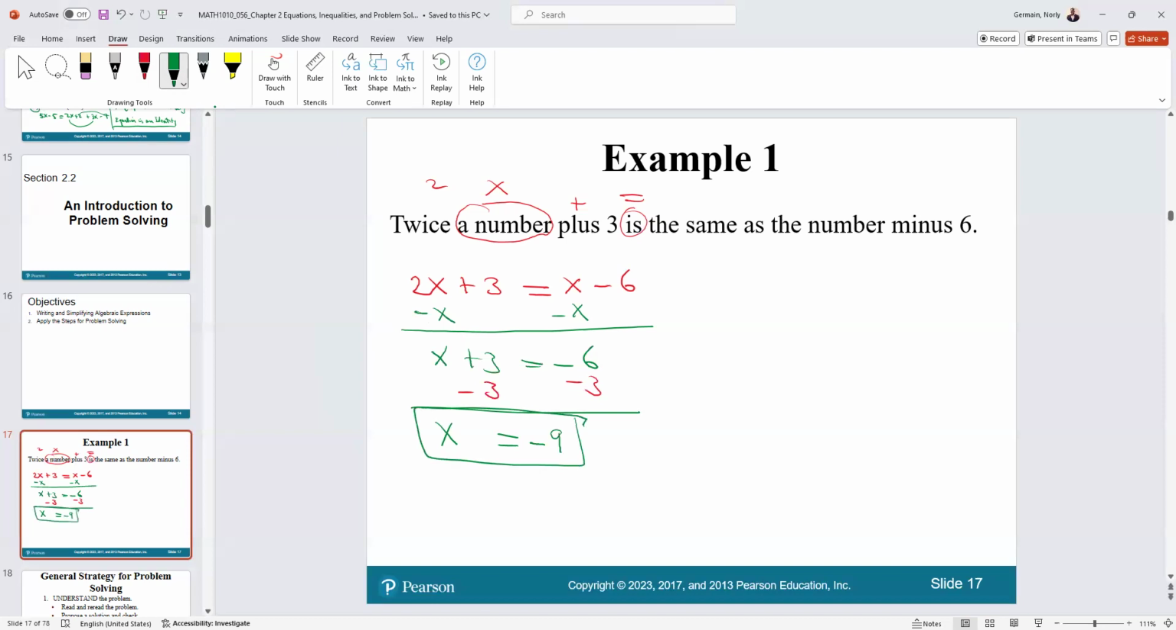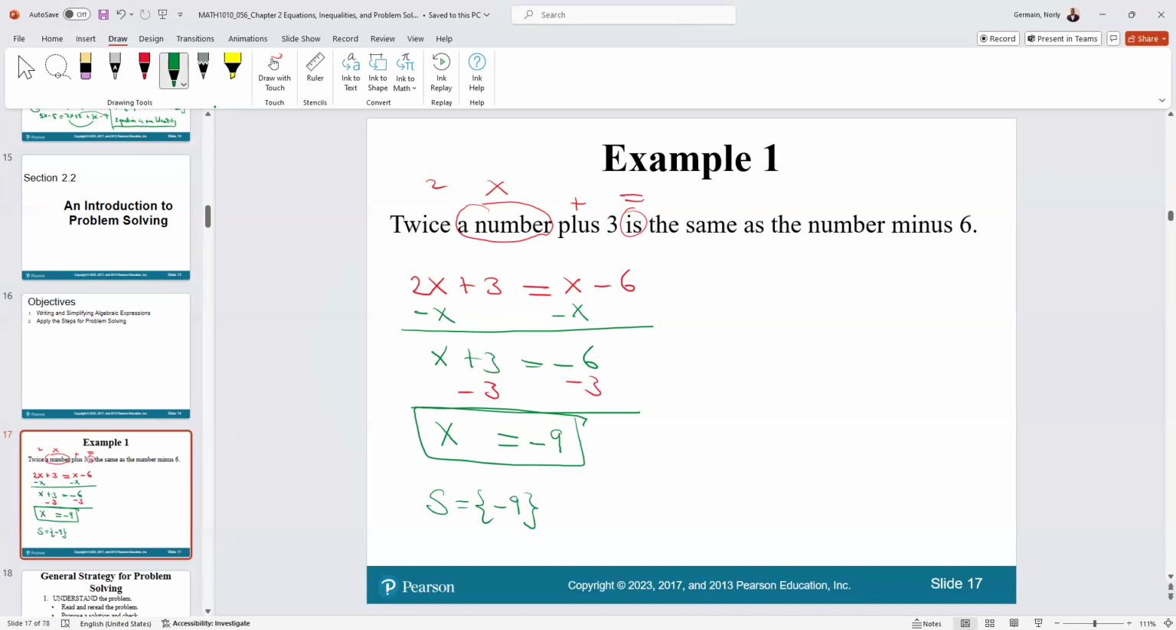Usually, when you solve any equation, you need to state the answer. How do you state the answer? You say, the solution equals negative 9. So that's how you state the answer. Remember in the previous video for this chapter, we went over 3 types of equations. You have conditional, you have contradiction, and you have identity equations.